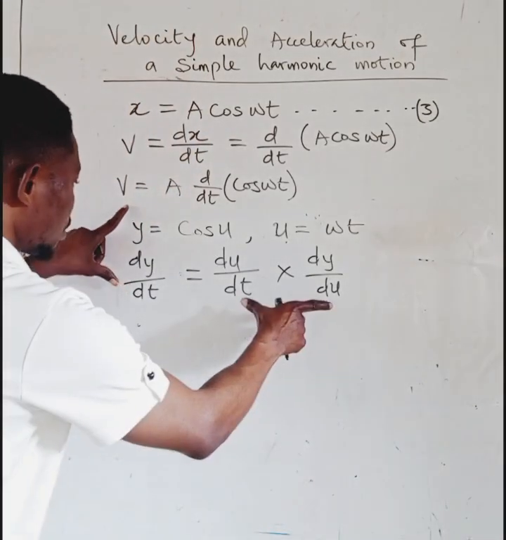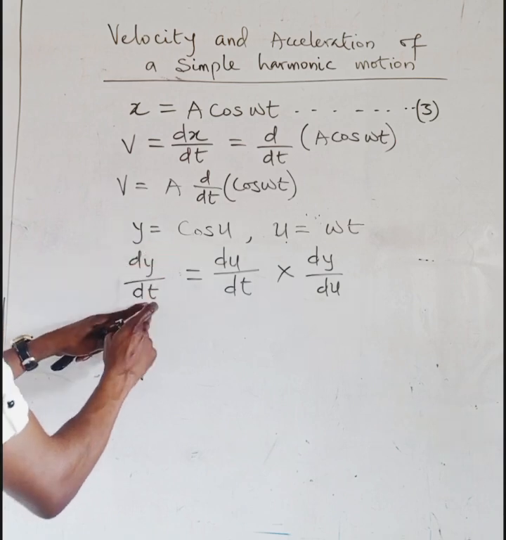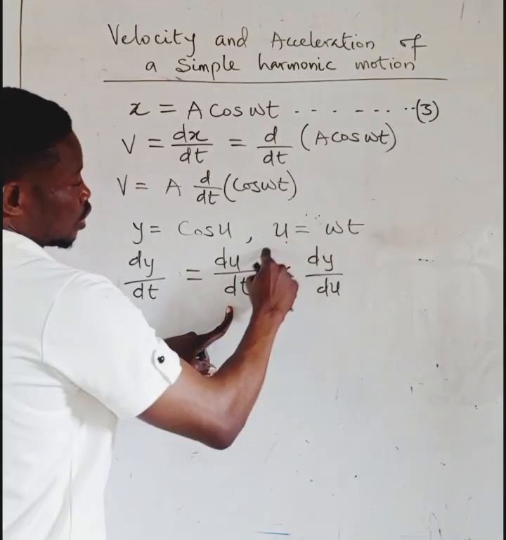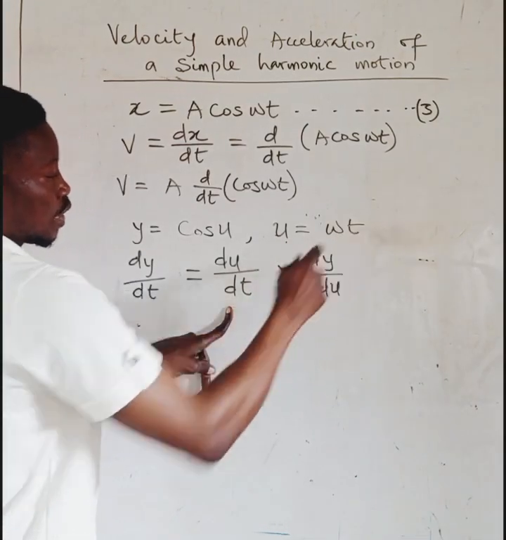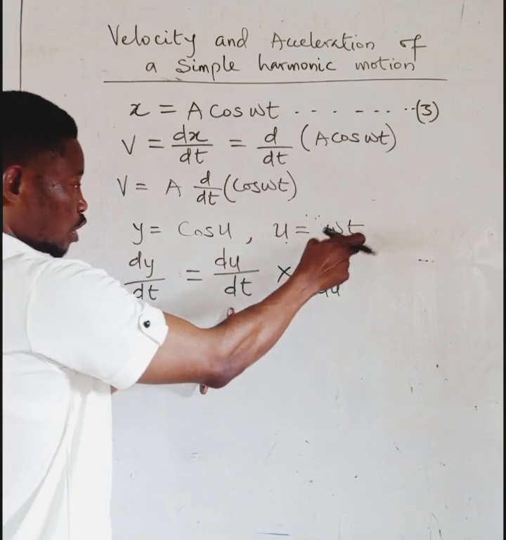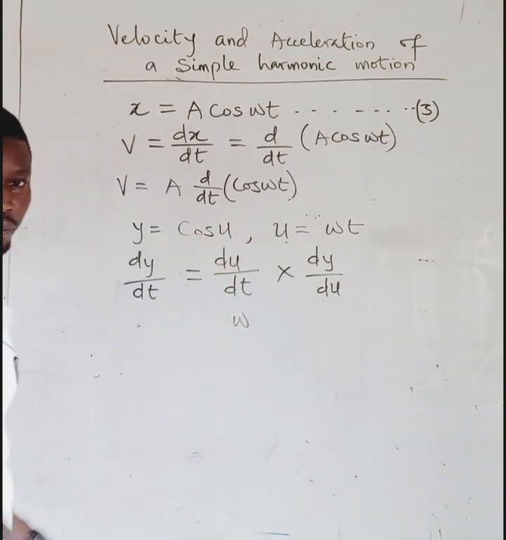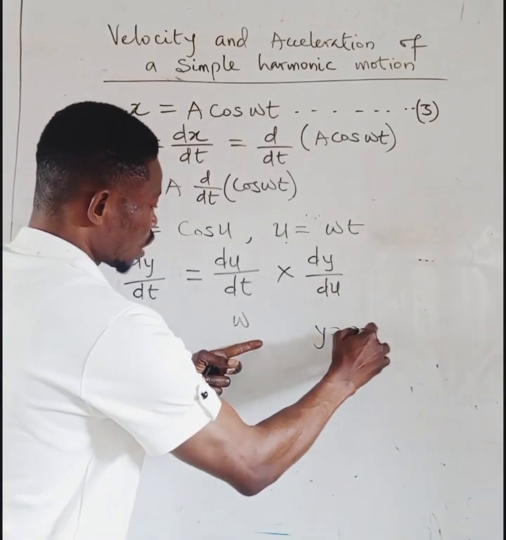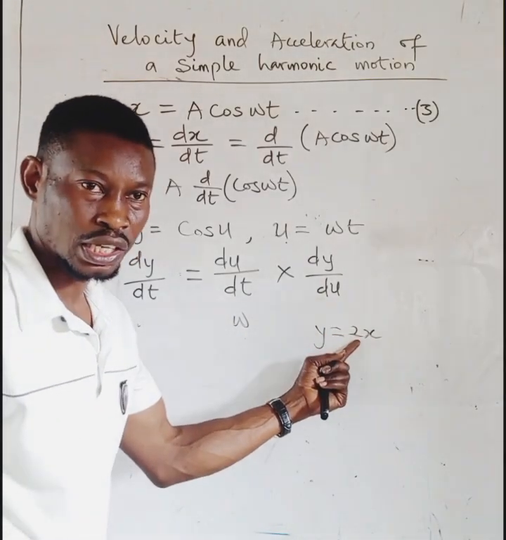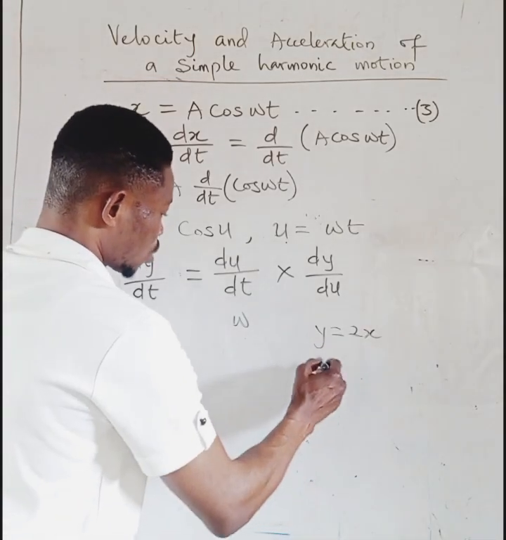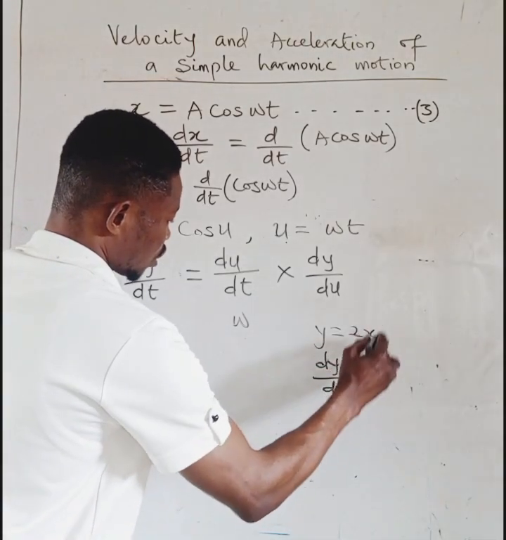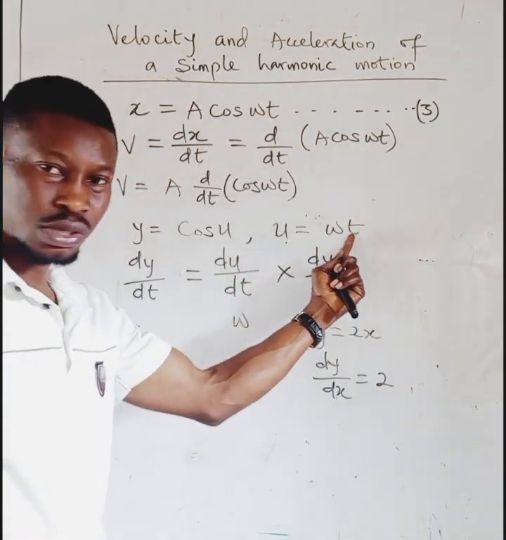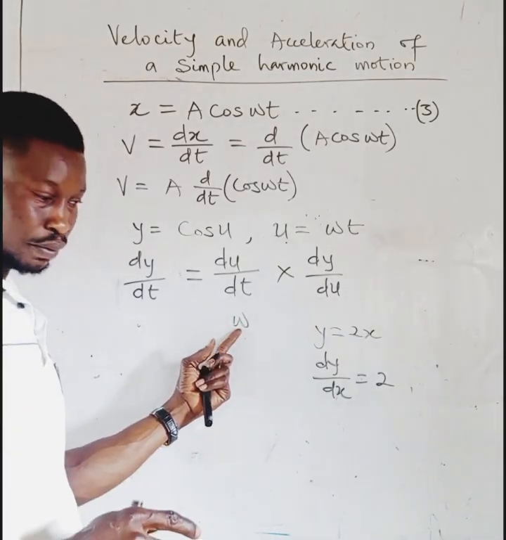Now to go ahead and differentiate this, we will have dy/dt equal to, first let us differentiate u with respect to t. This is u equal to omega t, and if we differentiate u with respect to t, we are going to obtain omega. It's just like someone telling you to differentiate y equal to 2x, and you know that this 2 is a constant, so dy/dx is equal to 2. That's why when we differentiate u equal to omega t with respect to t, we will obtain just omega.